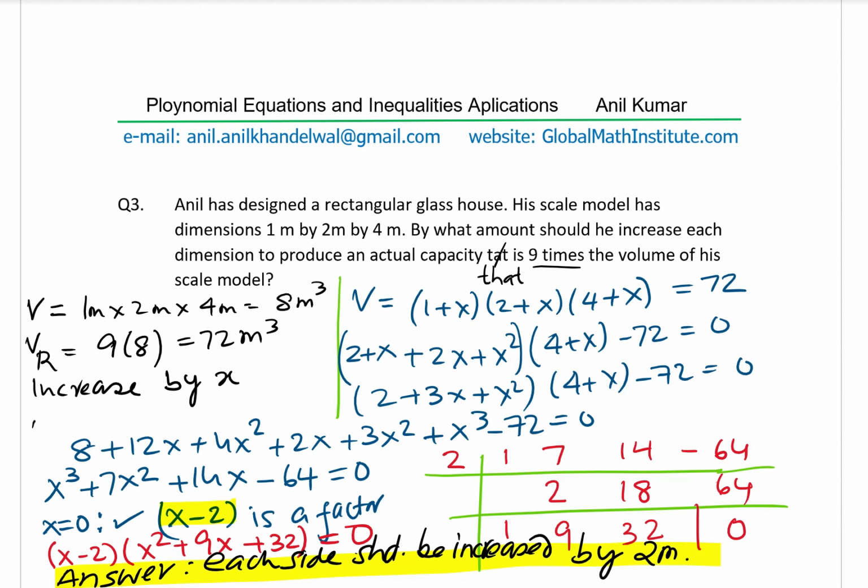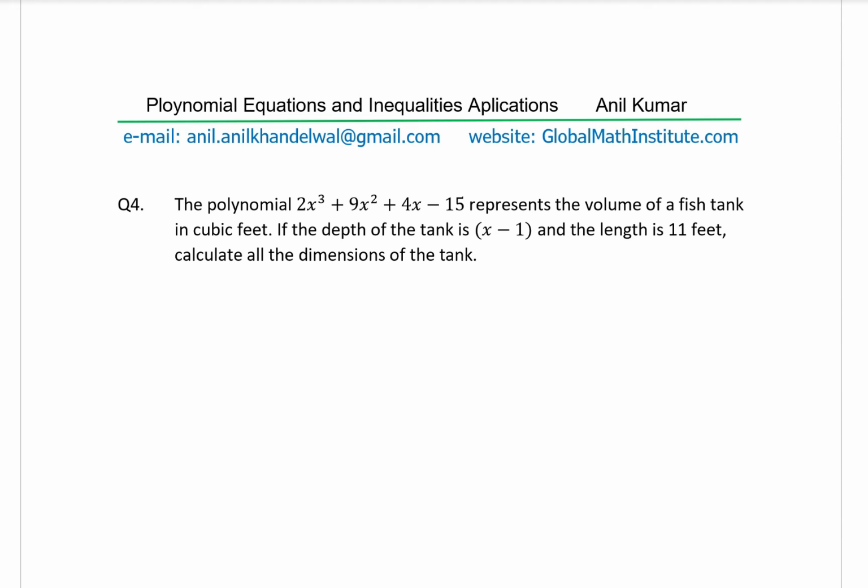Perfect. Let's move on and take the next question now. Here is question number 4. The polynomial 2x cubed plus 9x squared plus 4x minus 15 represents the volume of a fish tank in cubic feet. If the depth of the tank is x minus 1 and the length is 11 feet, calculate all the dimensions of the tank. You can always pause the video, answer the question, and then look into my suggestions.